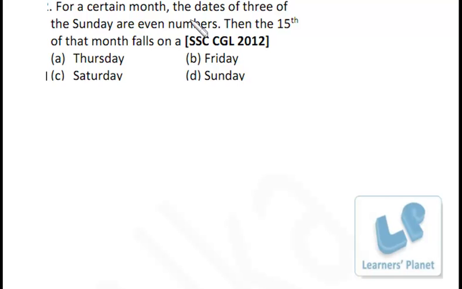For a certain month, the dates of 3 of the Sundays are even numbers, then the 15th of that month falls on a... Okay, I assume the first Sunday date is X, then the second Sunday is X plus 7, third Sunday X plus 14, fourth Sunday X plus 21, and then X plus 28. It makes 5 Sundays possible. Now we want 3 numbers to be even.